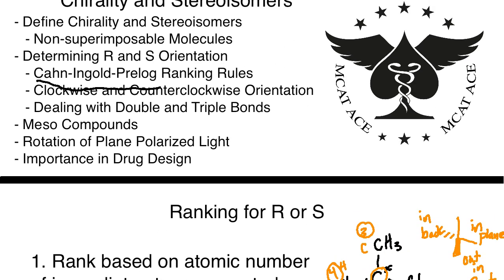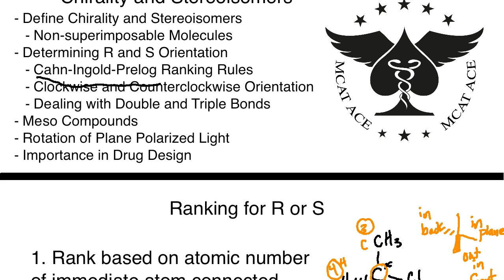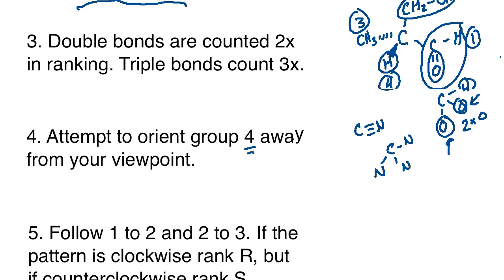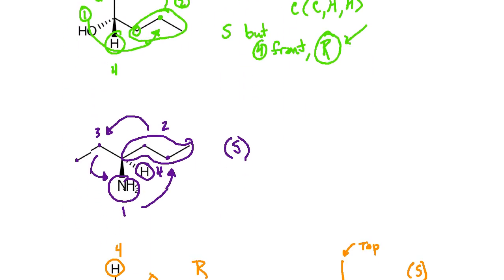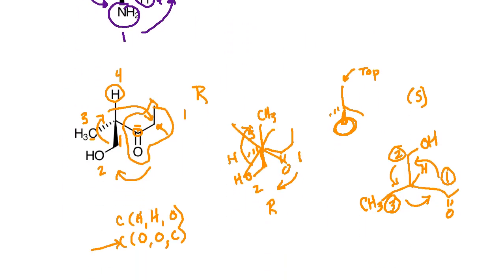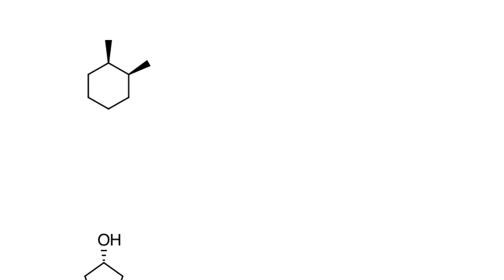So we're going to briefly bring up some meso compounds to look at that. I will discuss the importance of stereochemistry in drug design and plane polarized light. We're not going to really look at calculations or anything with that. And then we will get on with our practice so that you can implement some of this. All right, so that is how you rank R or S. I'm going to clear the board and we'll briefly talk about meso compounds.